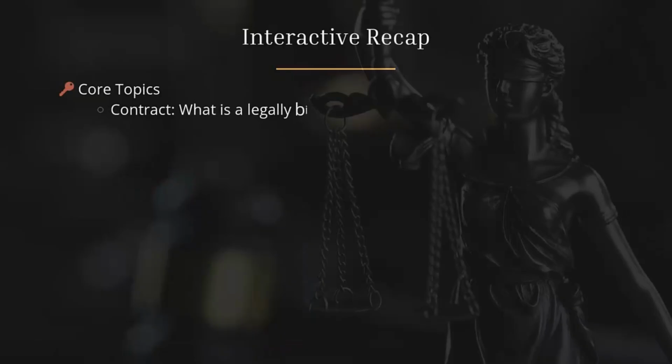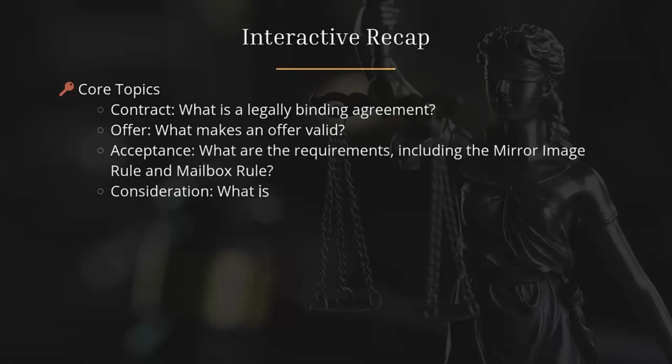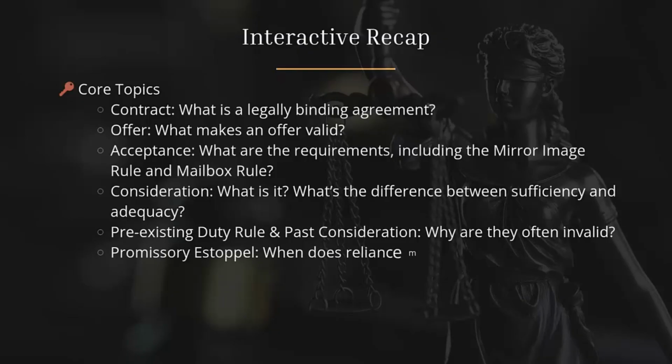Interactive recap. Contract: what is a legally binding agreement? Offer: what makes an offer valid? Acceptance: what are the requirements, including the mirror image rule and mailbox rule? Consideration: what is it? What's the difference between sufficiency and adequacy, pre-existing duty rule and past consideration? Why are they often invalid?